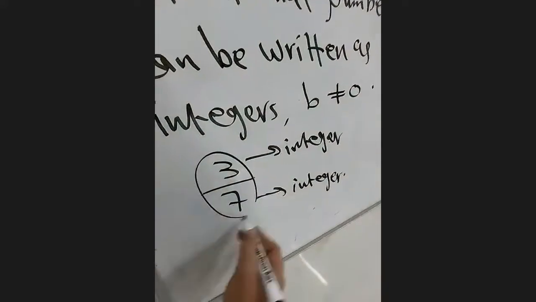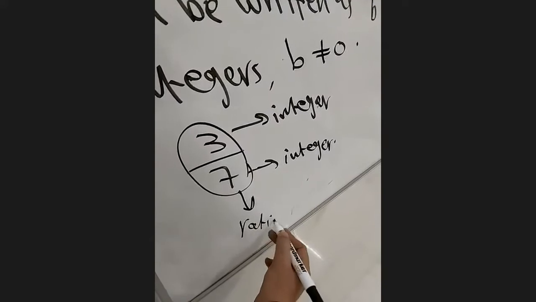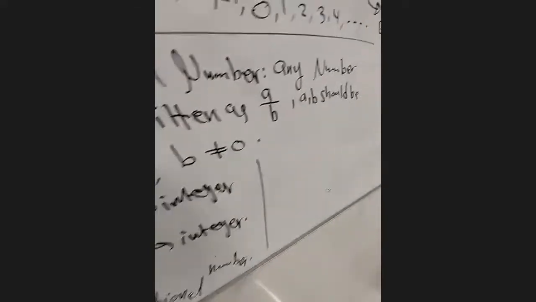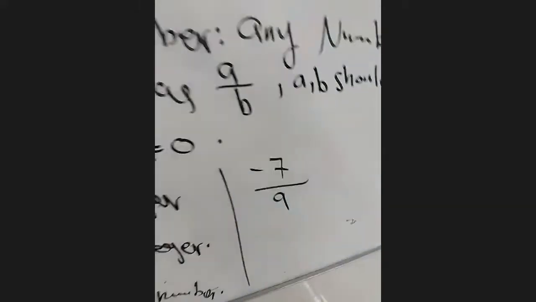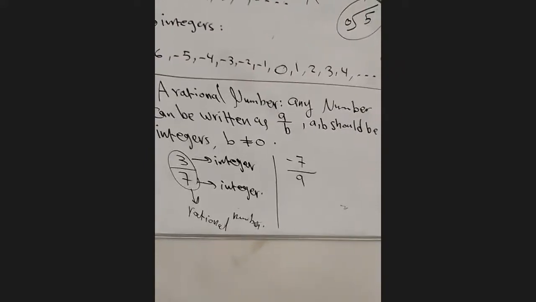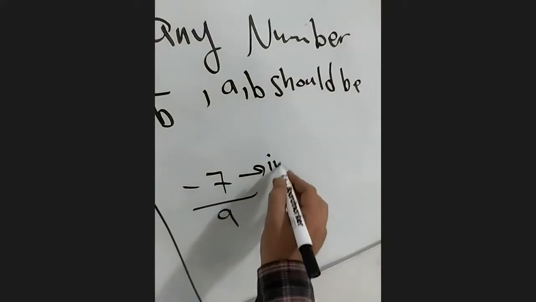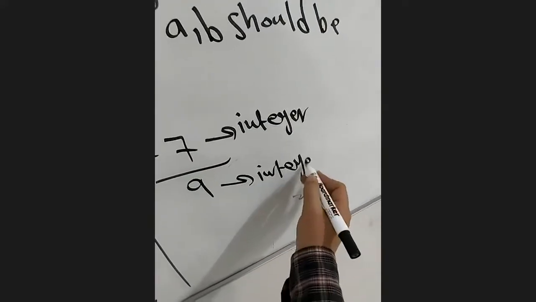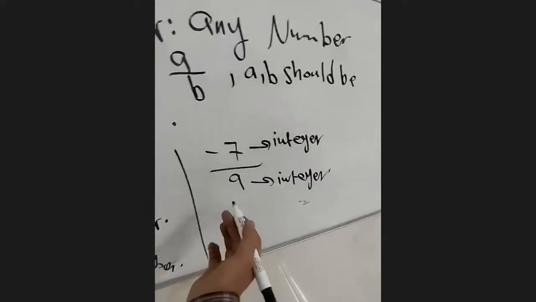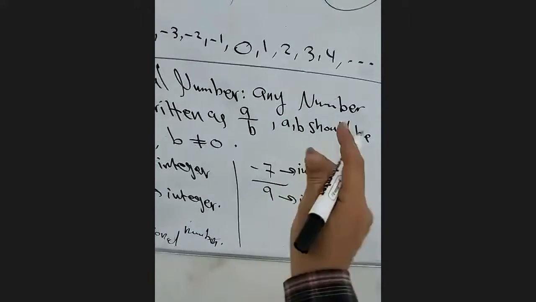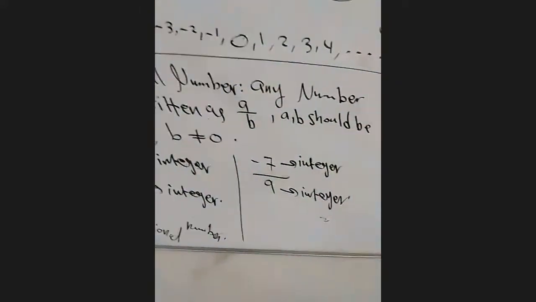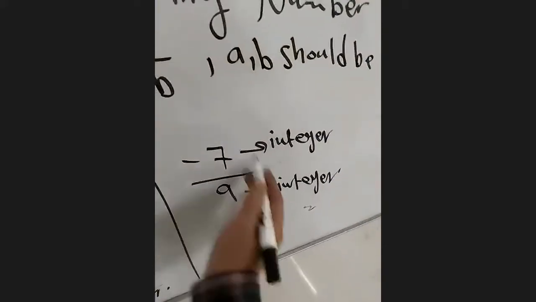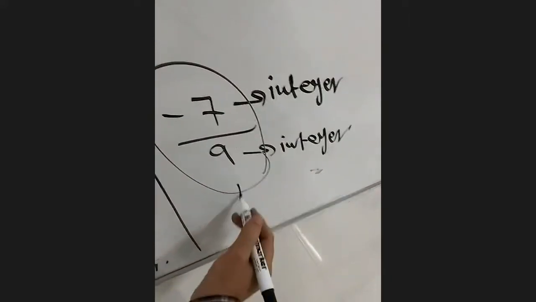So what do we call this number? We call it rational number. Okay? For example, negative 7 over 9. Now, negative 7 is integer. And 9 also is integer. And the 9 is not 0. Right? We have two conditions here. A and B should be integers, and the denominator cannot be 0. Here, minus 7 integer, 9 integer, and 9 is not 0. So this number is rational number.